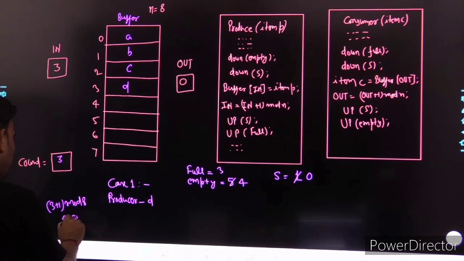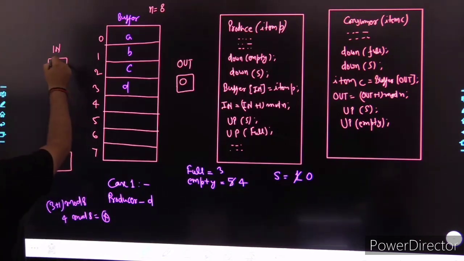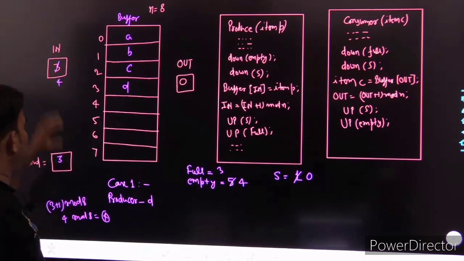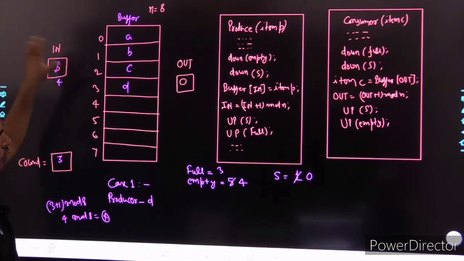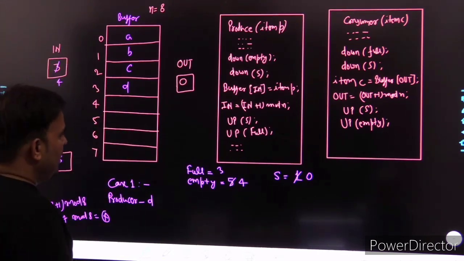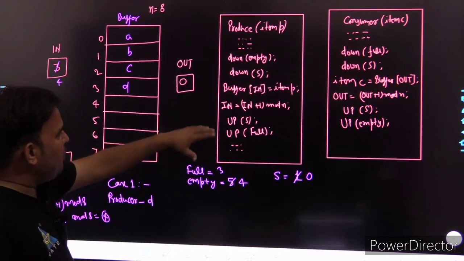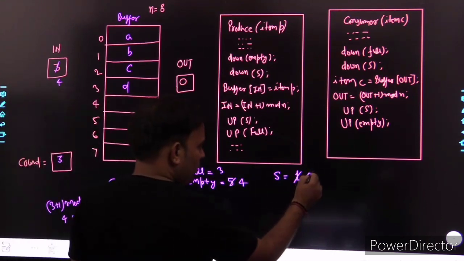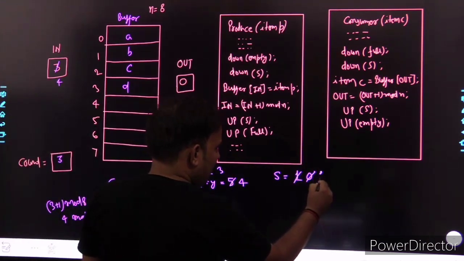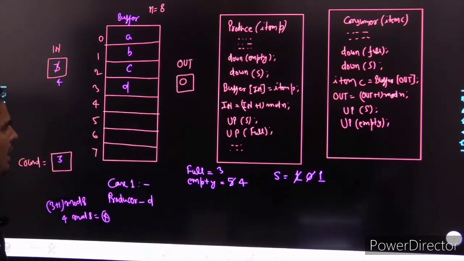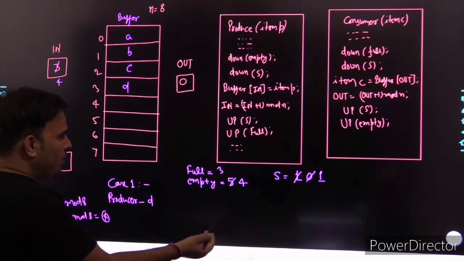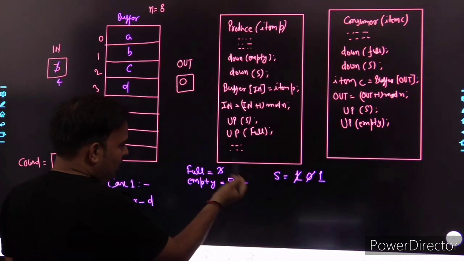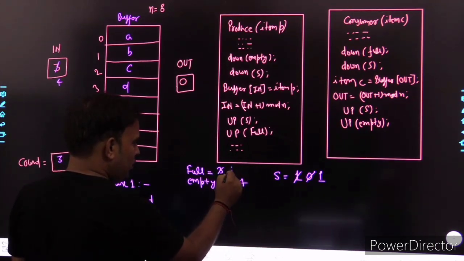So 4 mod 8, the remainder will be 4. So the in variable is replaced from 3 to 4. The next empty slot is 4, if the producer wants to produce an item. Then up of S, we need to up this S, the binary semaphore, and up of full, which is 3. We need to up this by 1, so it will be 4.